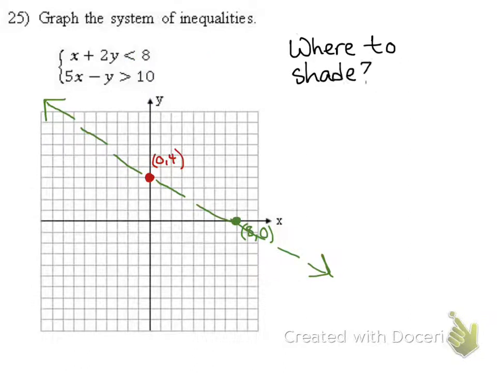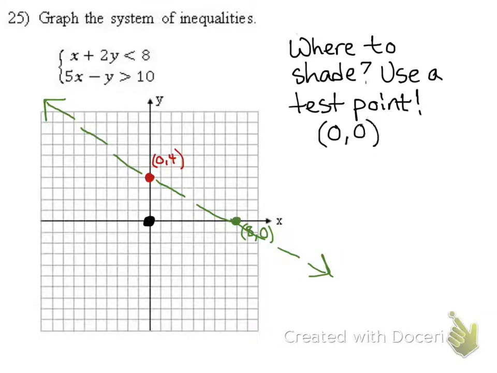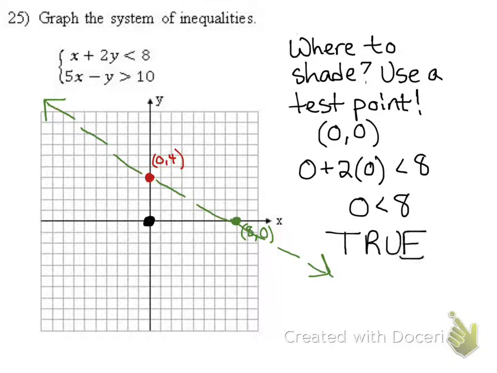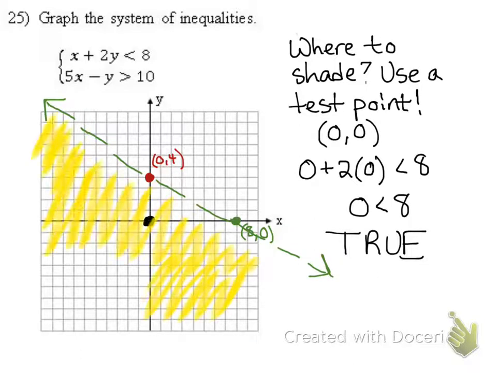Then we need to figure out what side of that line we should shade, and we can use a test point in order to do that. Test point can be any point that's not on the line. This line does not go through the point 0, 0, so that would work fine for a test point. Take that inequality and plug in 0 for x and 0 for y, and then simplify and see what your result says. So this says 0 is less than 8, which is true. So the side of that line that contains the test point is the side that we want to shade.